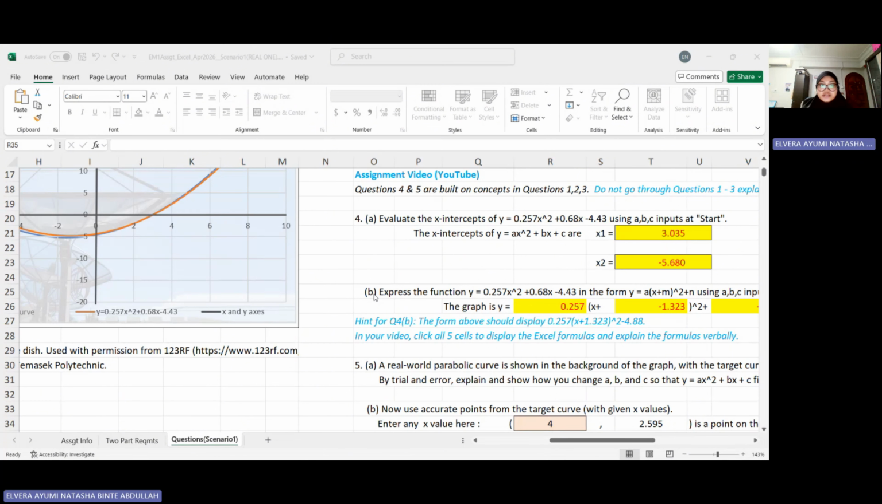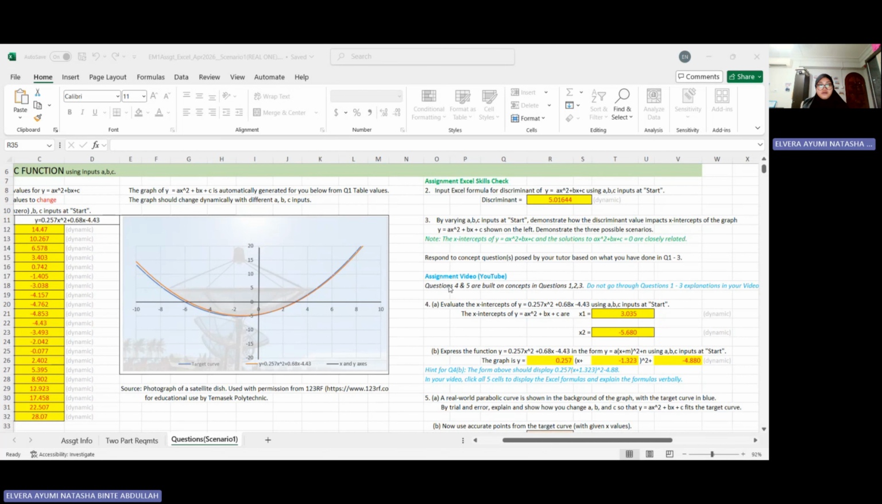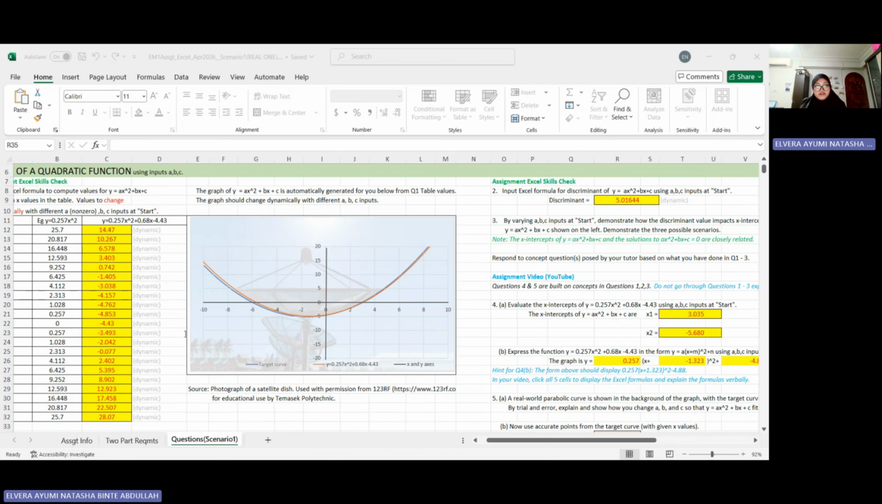Since a quadratic equation is in the form y = ax² + bx + c, there are 3 unknown coefficients, namely a, b, and c. After solving this equation, I obtained the coefficients and I entered the values into the start cells.